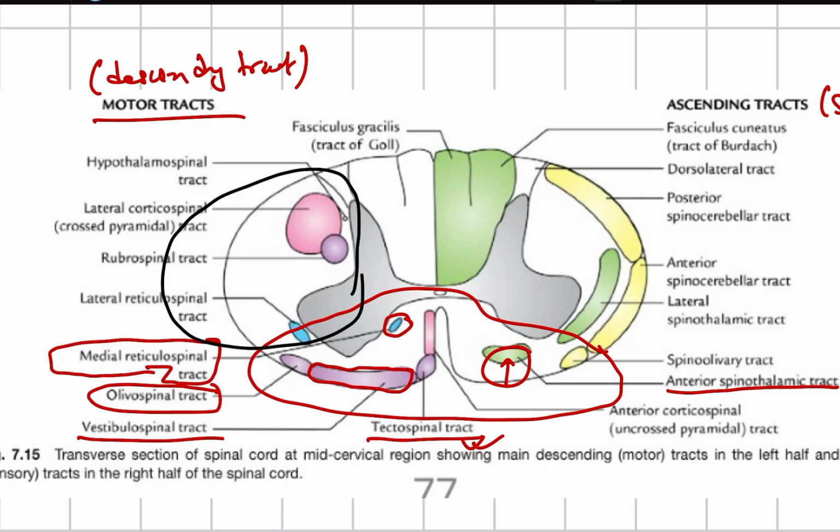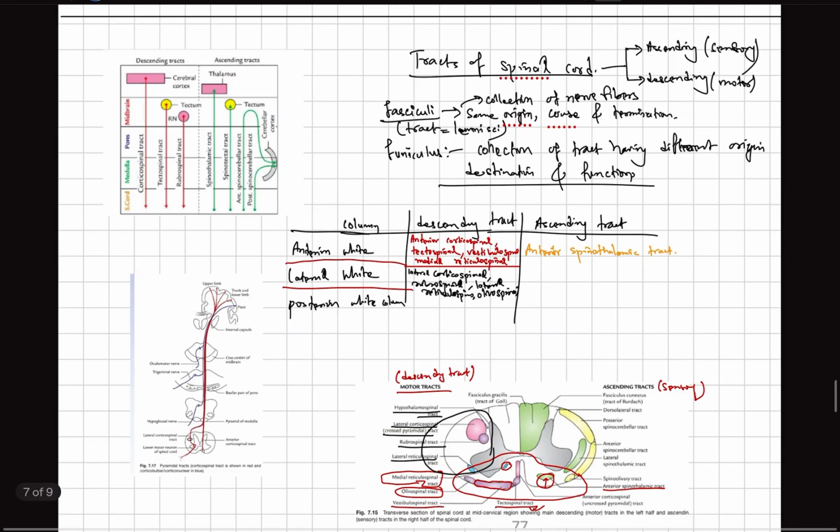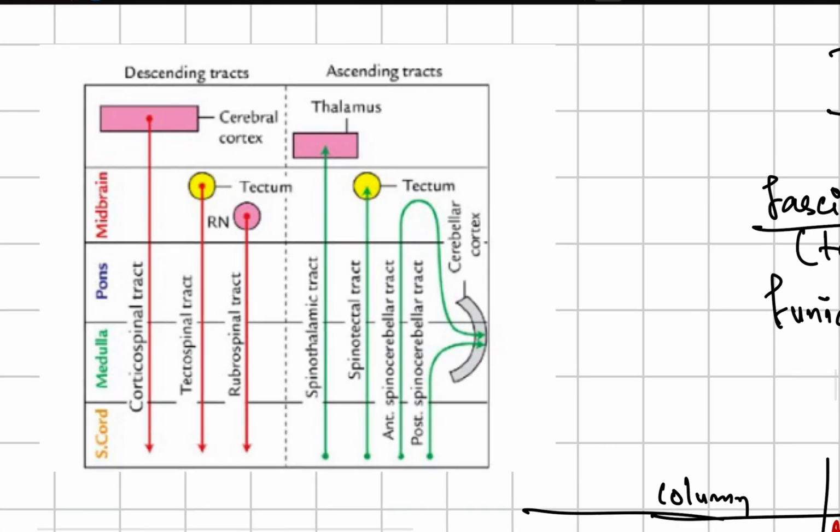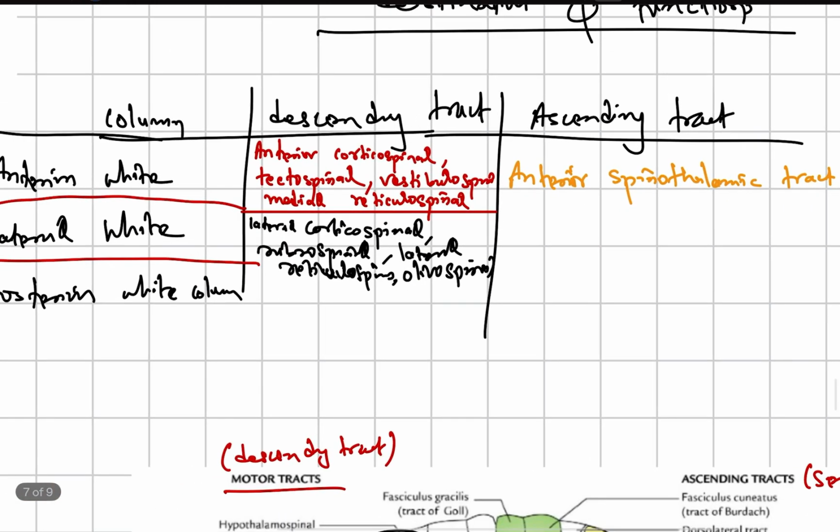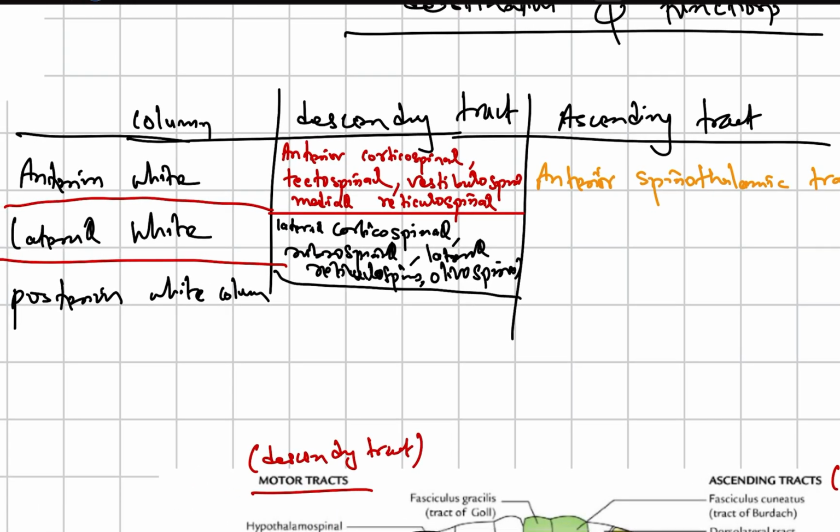So there is the lateral corticospinal tract, also called the pyramidal tract. Then there is the rubrospinal, then the lateral reticulospinal tract, and there is the hypothalamic tract. You can look in this image, and also in this chart, for completing these three, and then we discuss this after that in the image.